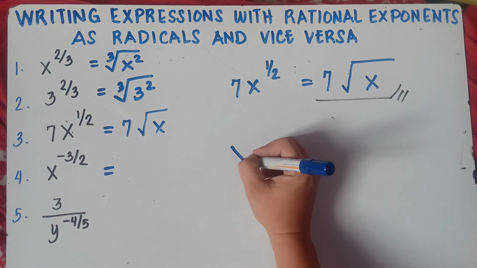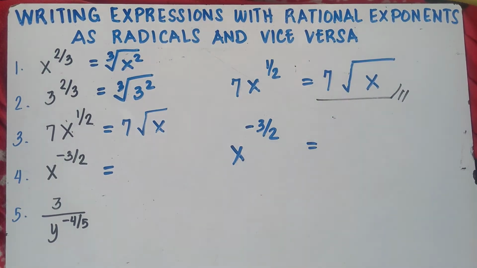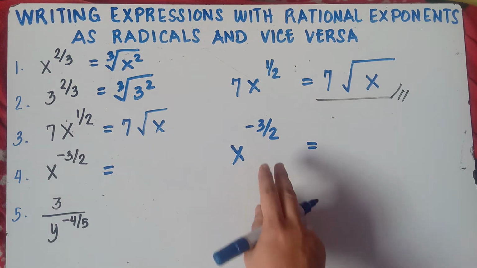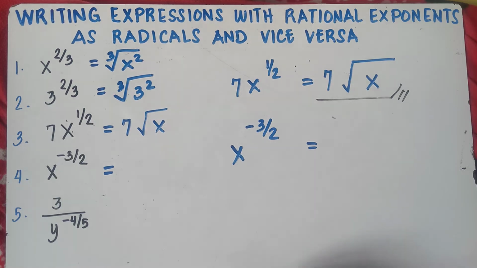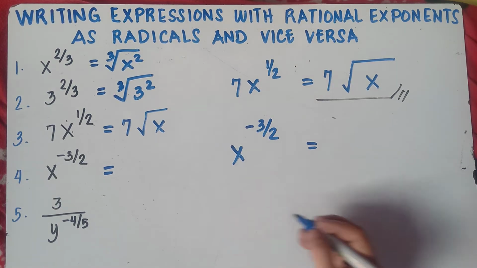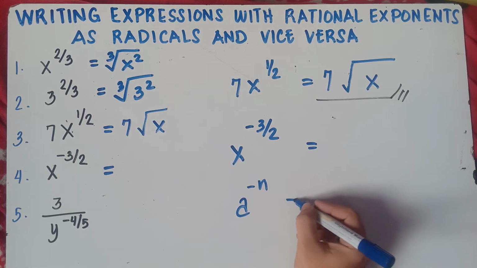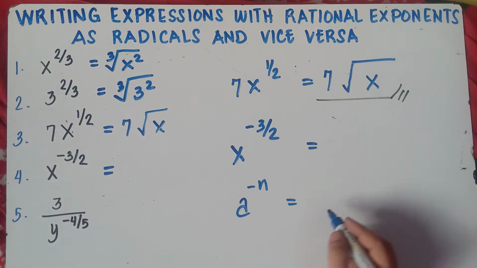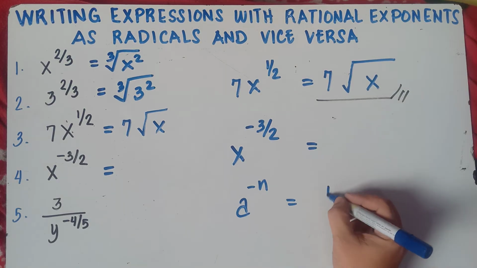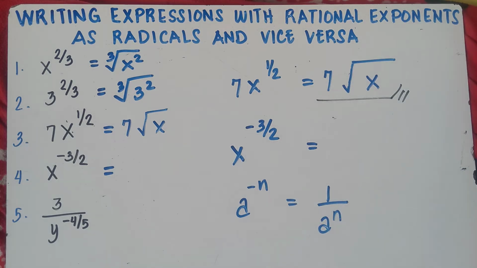So x raised to the power of negative 3 over 2. Once again, if you have a negative exponent, the thing that you will do, class, is get the reciprocal. You still remember, class, in the laws of exponents, if you have a raised to the power of negative n, you need to get the reciprocal. That would be 1 over a raised to the power of n to make this one into positive.